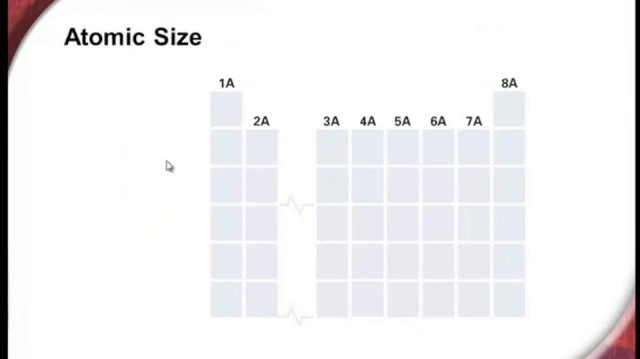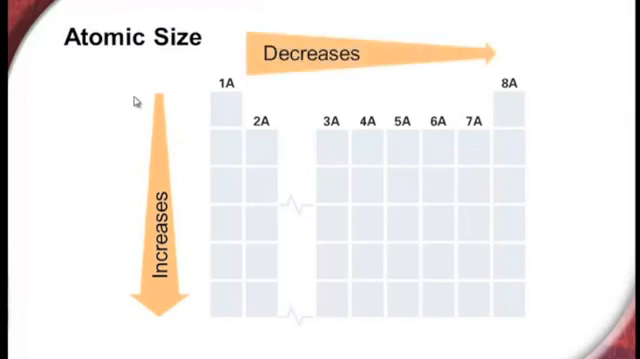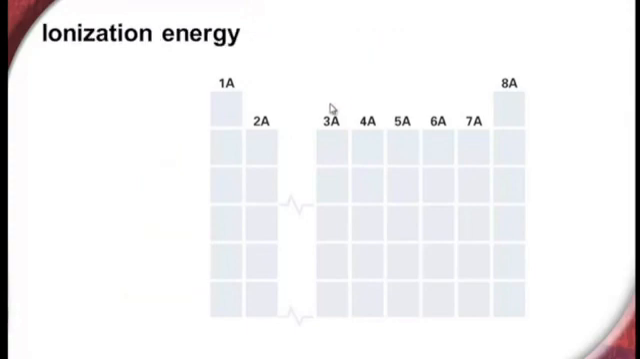What about atomic size? Okay, this is just for a little recap. Going top to bottom, what does atomic size do? That's right, it increases. How about left to right? It decreases. And now we know why. You can actually explain why the atomic size decreases across a period in terms of nuclear charge and electron shielding.